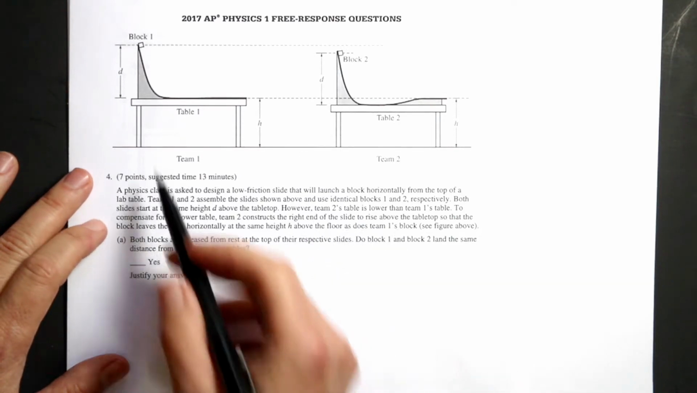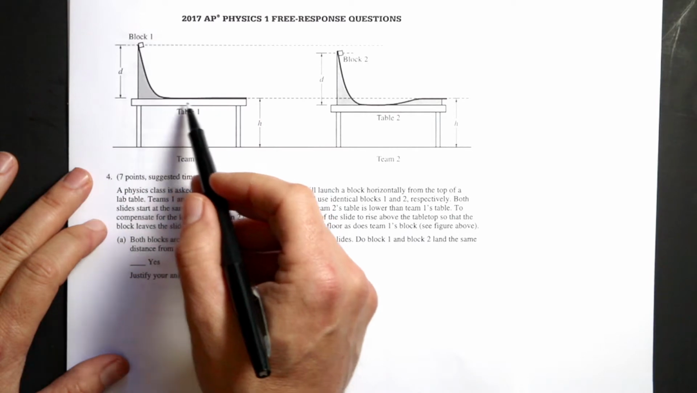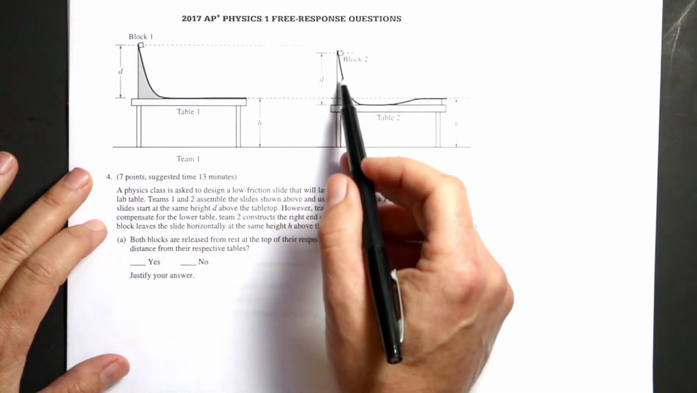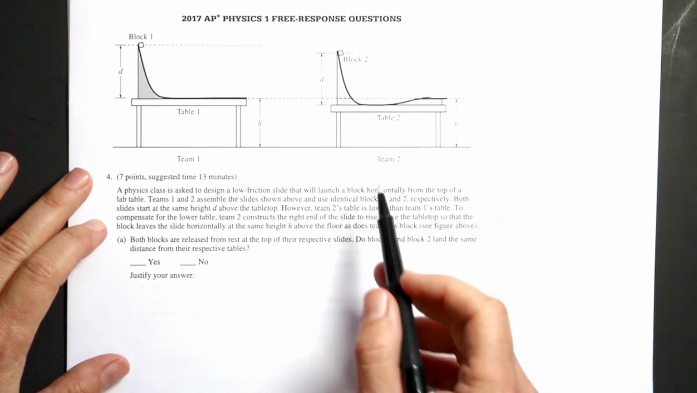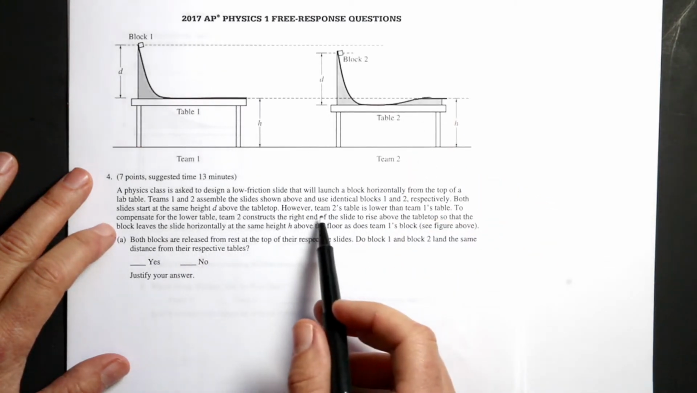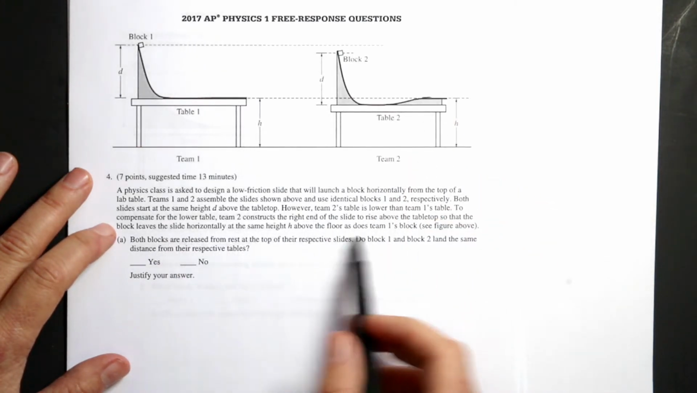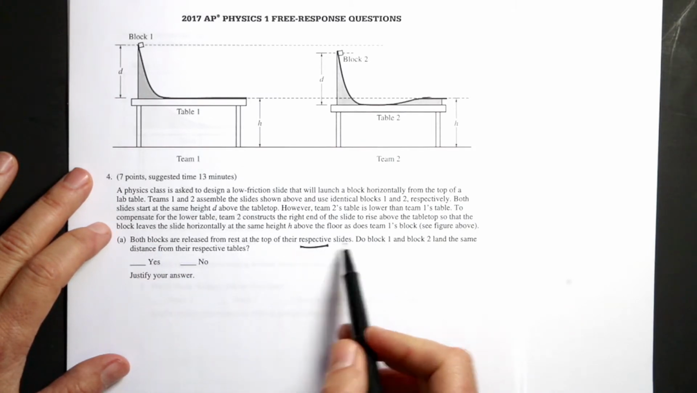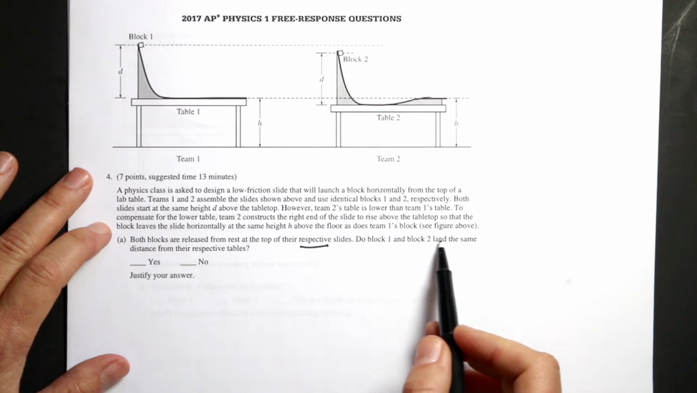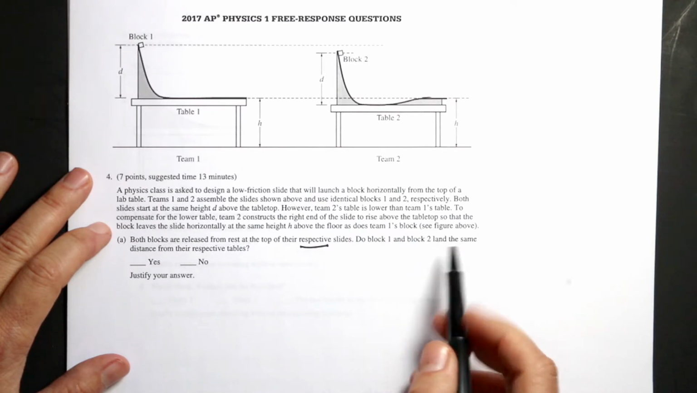Okay, so this block comes down and launches. This block comes down lower and then goes up and then launches. Both blocks are released from rest at the top of the respective slides. Do block 1 and block 2 land the same distance from the tables?